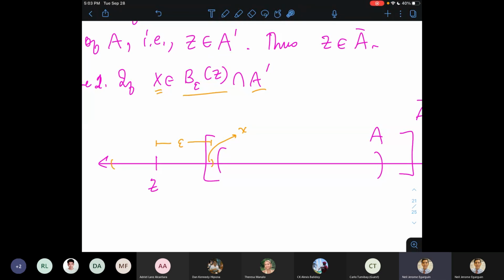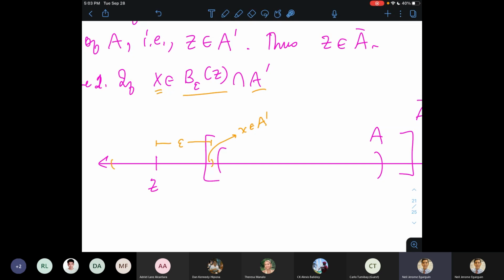But what do we know about X? Here we know that X is in A prime. By the definition of intersection, X is in the epsilon neighborhood of Z and X is in A prime, the derived set of A.